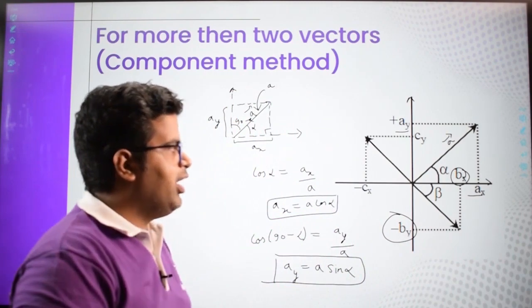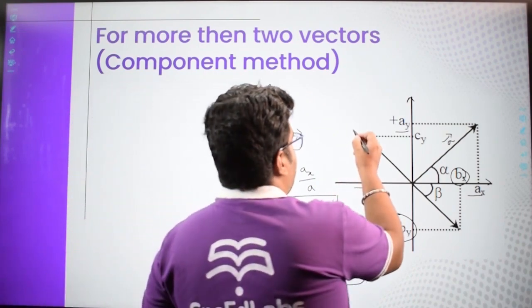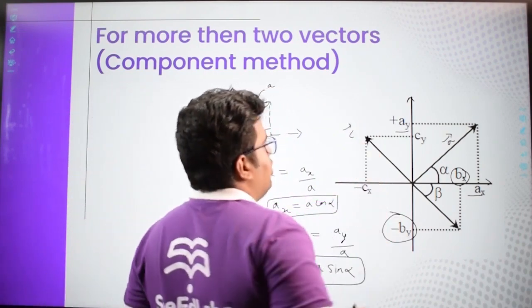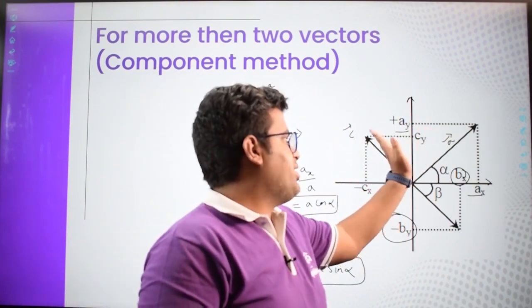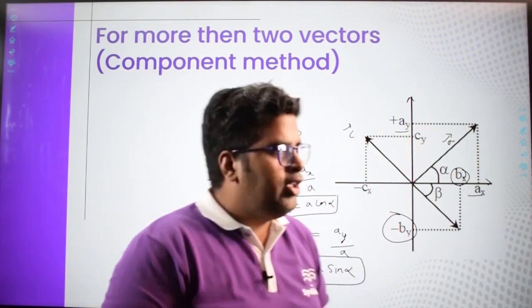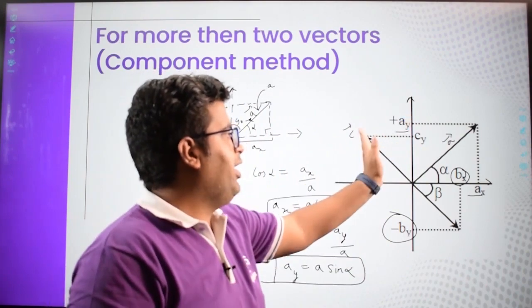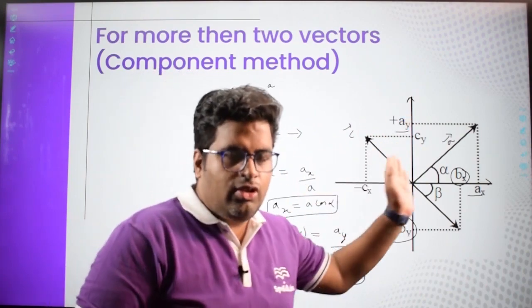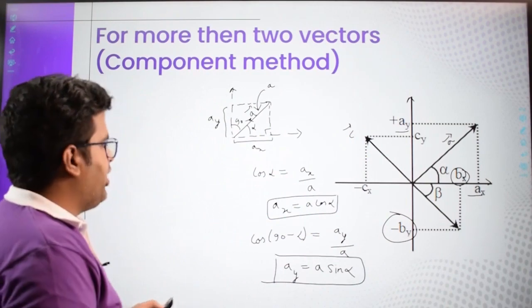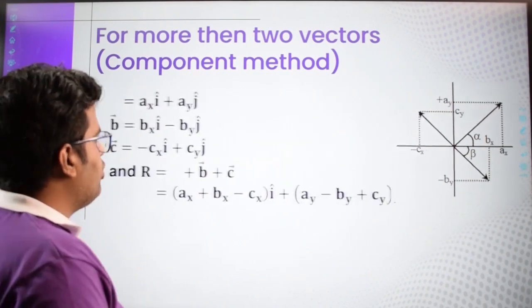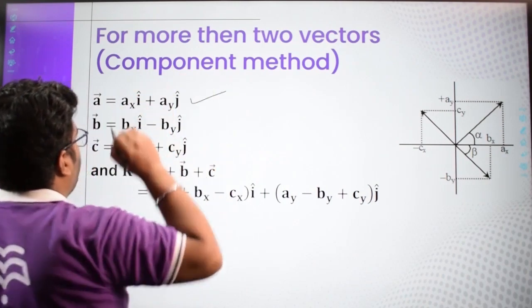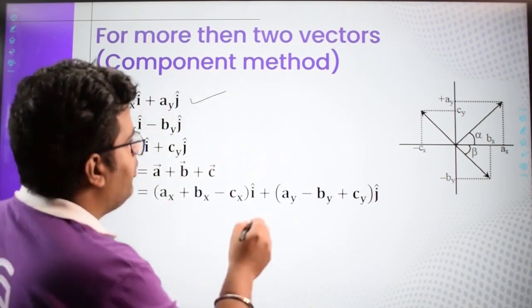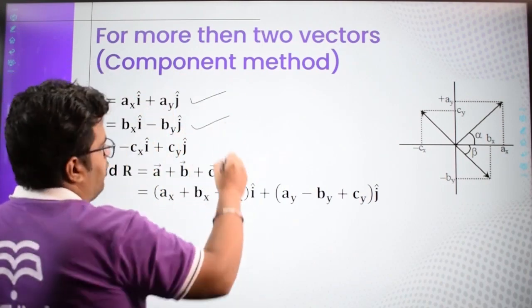Similarly, if I ask you for the C vector, which is another vector, let's say this is the C vector. This C vector is positive along y, but along x it is negative. So that will be Cy and minus of Cx. So if I want to write this in vector form, what do I have? A vector as Ax i cap plus Ay j cap, B vector as Bx i cap minus By j cap.